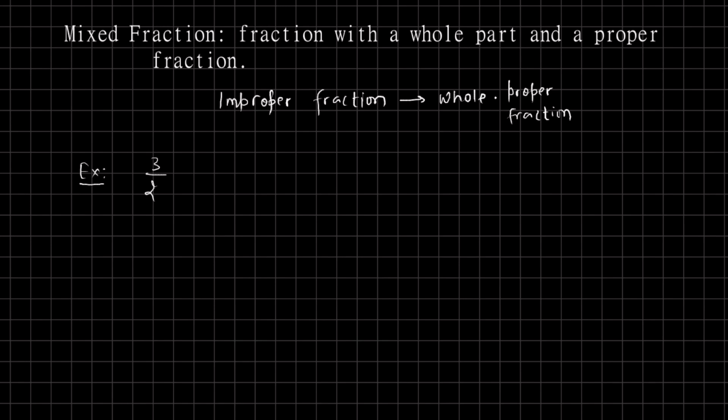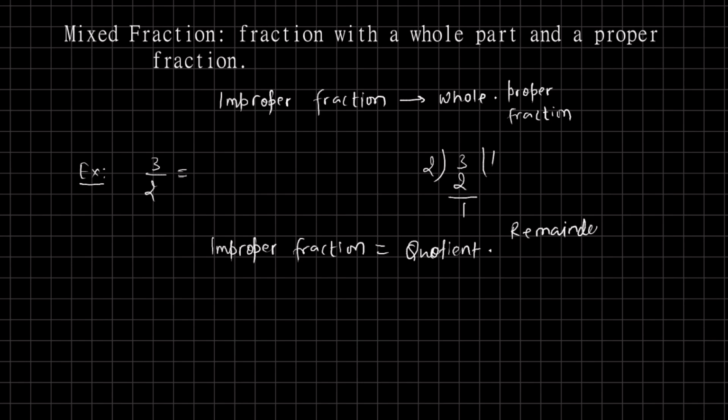Let's see 3 by 2. In order to convert it into a mixed fraction, we divide 3 by 2. So 2 times 1 is 2, we have 1 as a remainder. So how can we write this as a mixed fraction? An improper fraction is equal to quotient, remainder over divisor. So 3 over 2 is equal to, here 1 is its quotient, so 1 is going to be its whole part, and the fractional part is going to be remainder over divisor. Here remainder is 1 and divisor is 2, so 1 half.